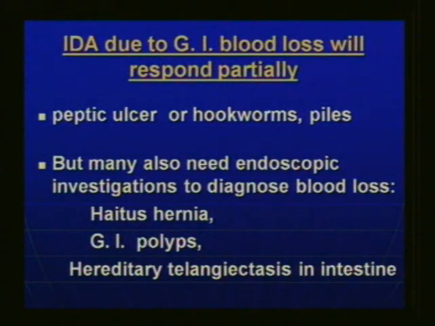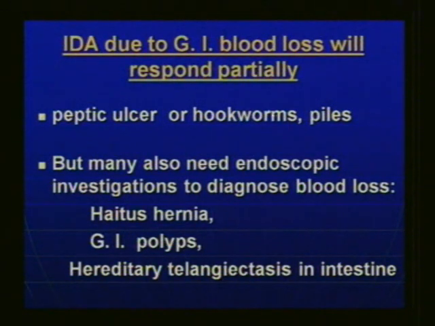So these are conditions one should keep in mind, like the hiatus hernia, the gastrointestinal polyps, or even the telangiectasis in the intestine. These will not be easy to diagnose unless one specifically investigates to exclude those conditions as the cause of the blood loss and causing iron deficiency anemia.